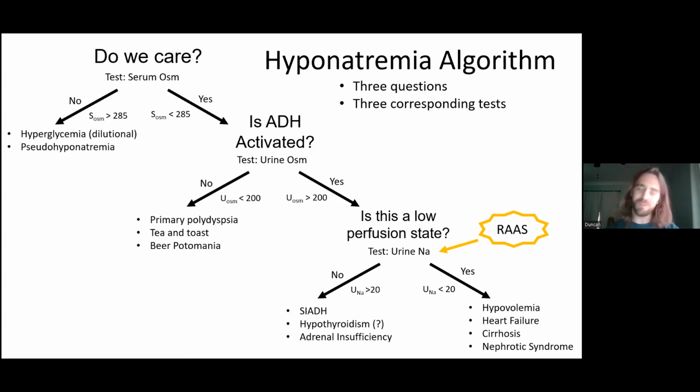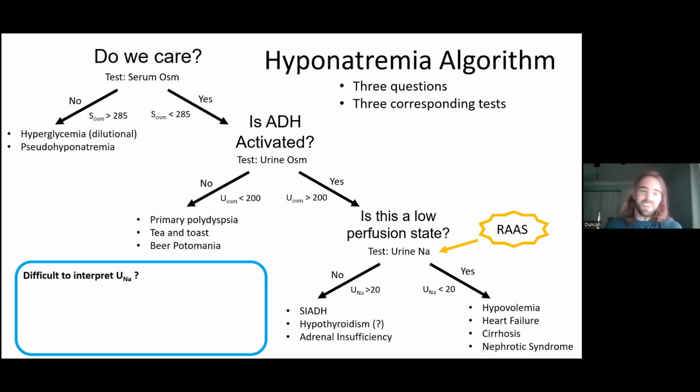So you can check a TSH, it's probably not going to be all that useful clinically, but adrenal insufficiency would also fall into this category. And that actually, again, because some of the symptoms of hyponatremia, these nonspecific fatigue, other findings could be consistent with adrenal insufficiency. So I do think it is worthwhile checking an AM cortisol and screening for this in most of your hyponatremic patients.